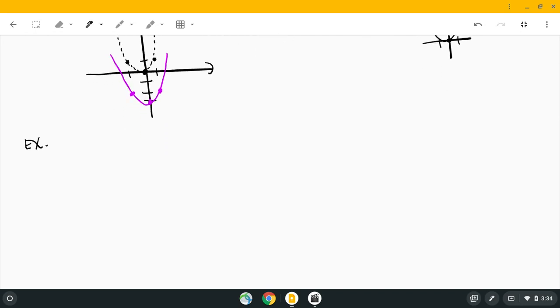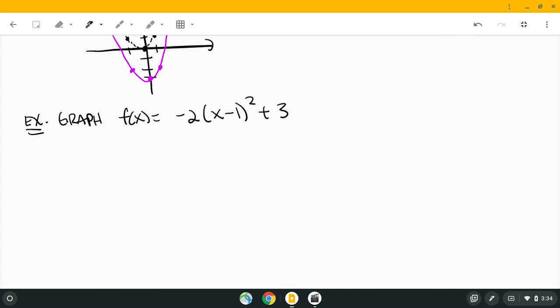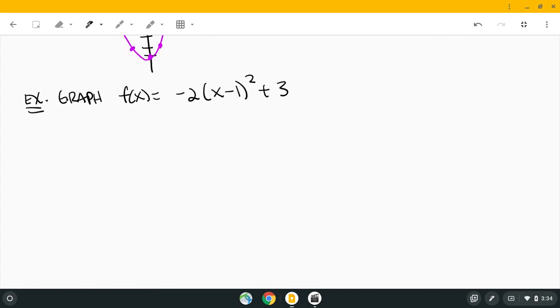Suppose that I have this here. Suppose I have to graph f of x, which equals, so we're going to throw in more translations here, negative 2 times x minus 1 squared plus 3. Okay, so let's take a look and see what all of these numbers mean. All right, so this one here, that's your up and down shift. When it's inside, that's your left and right shift.